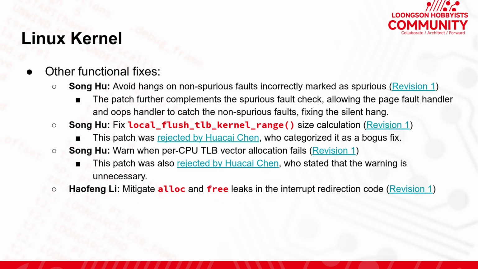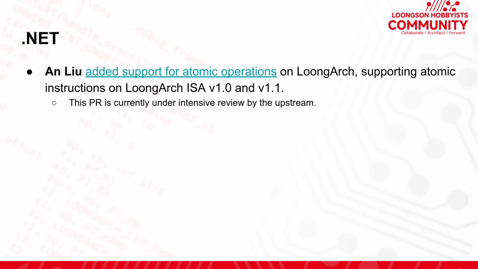There are also other functional fixes, 3 from Songhu, which all have been rejected, possibly because the patches might have been LLM driven, and Chen Huacai was not really happy with what they're doing, so they have been rejected. Li Haofeng mitigated alloc and free leaks in the interrupt redirection code, and that will be all for Linux kernel.